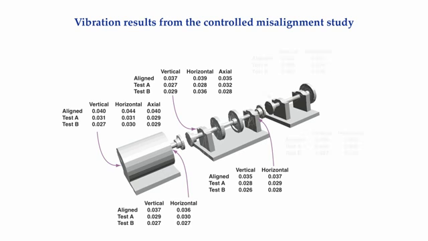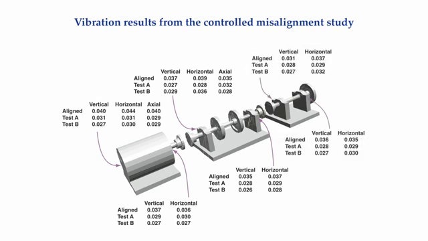On the outer shaft at the bearing on the coupling side, in the vertical direction, from well aligned to test A and test B: 0.031, 0.028, and 0.027. In the horizontal direction, the vibration went from 0.037 to 0.029 to 0.032. On the outboard bearing, in the vertical direction, 0.036, 0.028, 0.027. In the horizontal direction, 0.035, 0.029, 0.030.